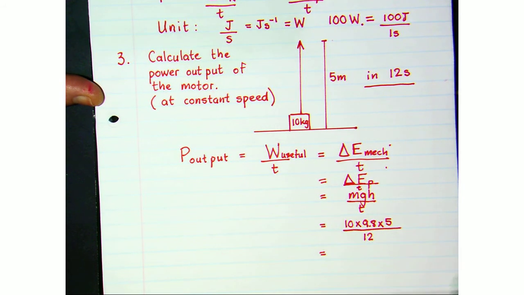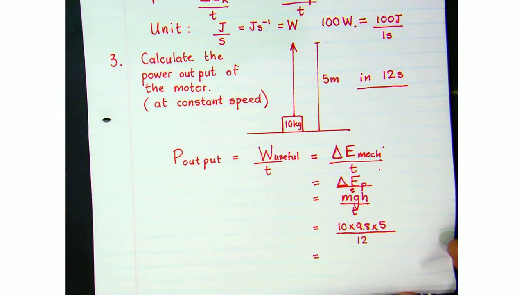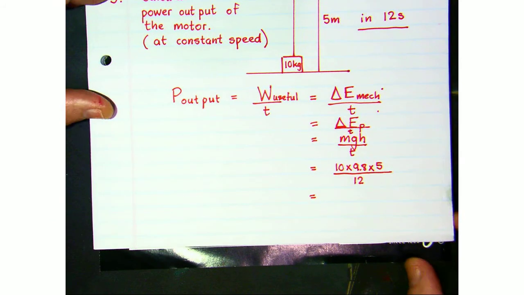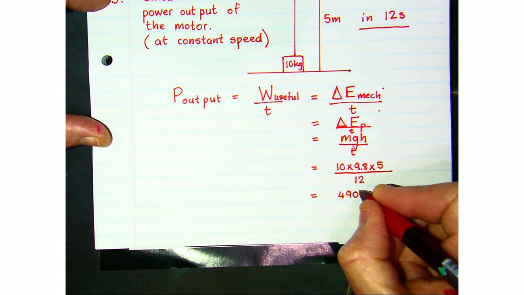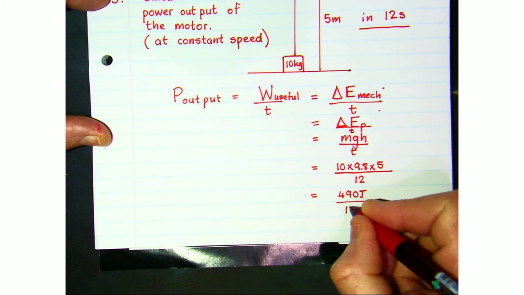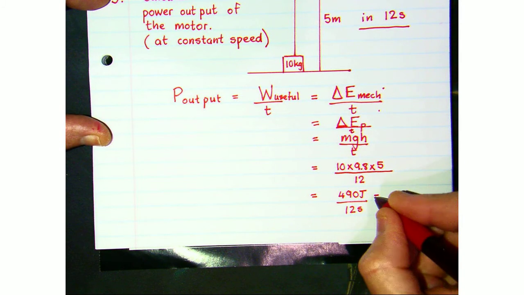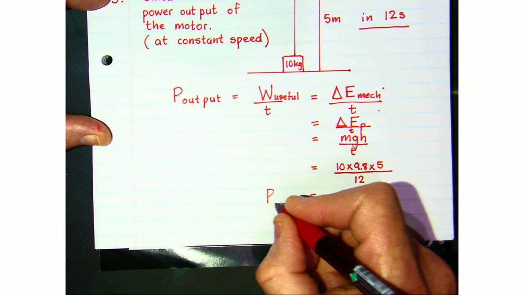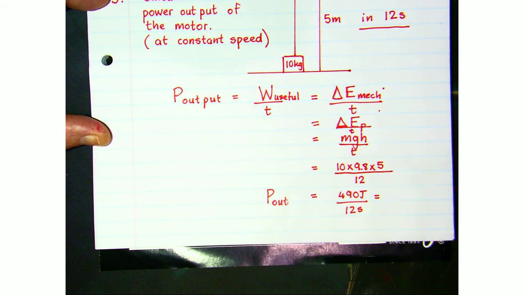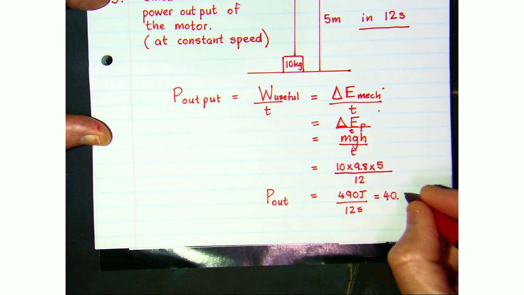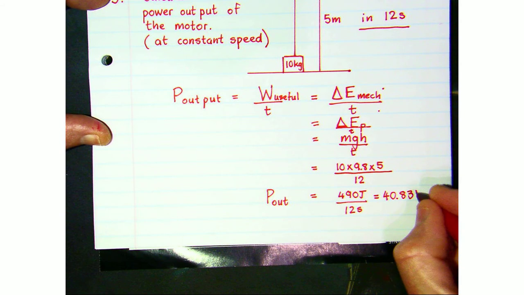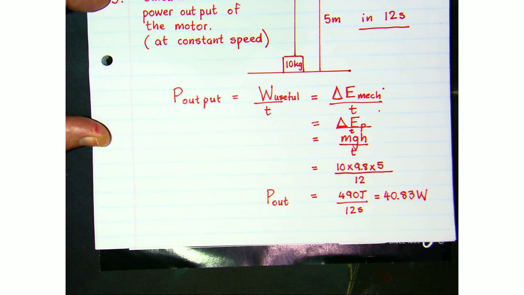So how much work was done? Well, if we go to the calculator, we've got 490 joules of work done in 12 seconds. And that's going to give us a power output of 40.83 watts. So this motor is doing 40.83 joules of work per second.